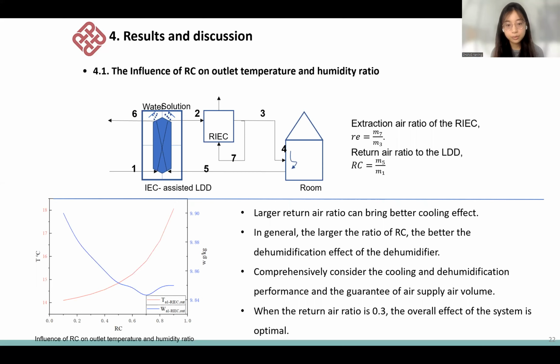The larger return air ratio can bring better cooling effect. In general, the larger the ratio of RC, the better the dehumidification effect of the dehumidifier. If we comprehensively consider the cooling and dehumidification performance and guarantee of supply air volume, when the return air ratio is 0.3, the overall effect of the system is optimized.